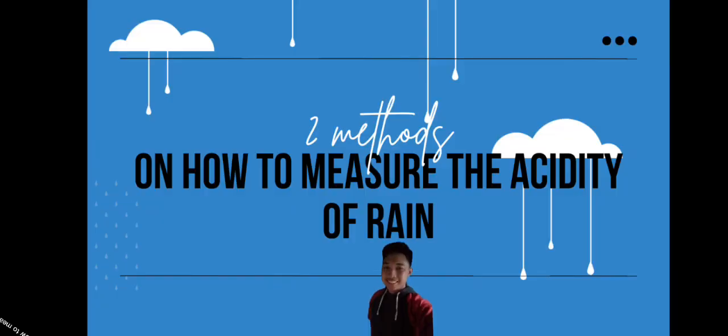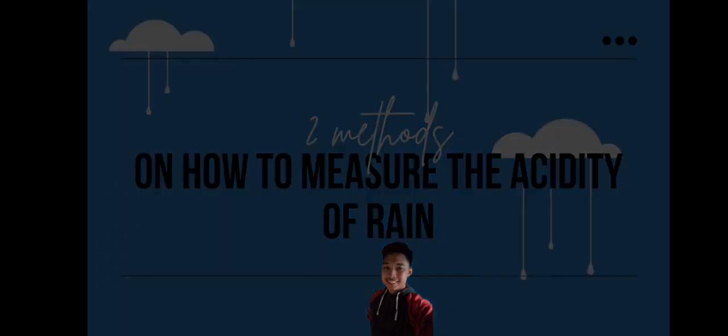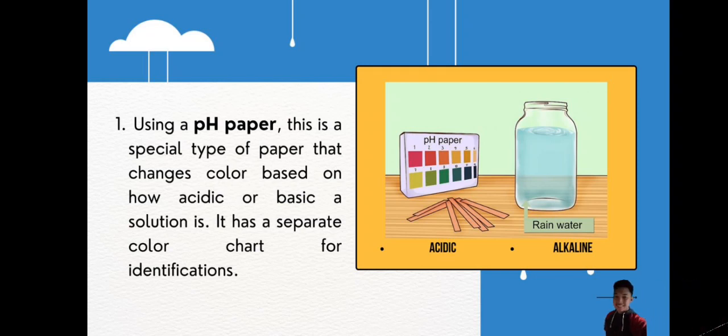Let us now move on. This time let us find out how to measure the acidity of rain with these two methods. The first method is by using a pH paper, a special type of paper which changes color depending on how acidic or basic a solution is. This paper has its own separate color chart for identification.